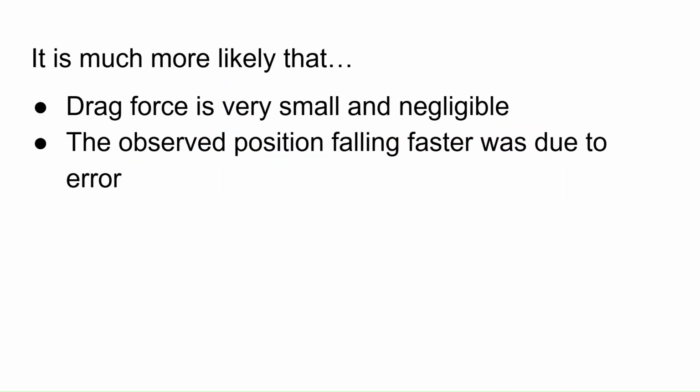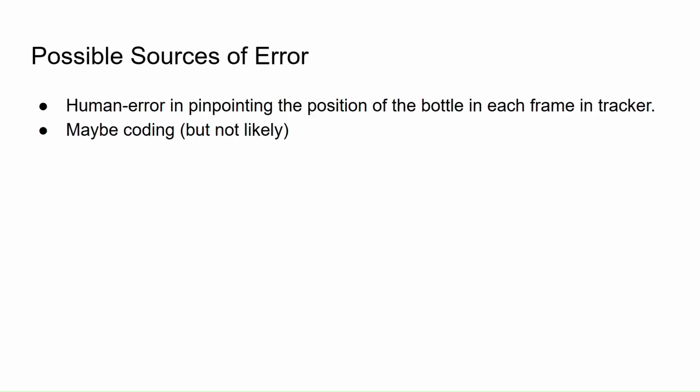But let's be for real. It's much more likely that drag force is very small and negligible, and the observed position falling faster than the predicted position was due to an error. Possible sources of error: human error in pinpointing the position of the ball in Tracker during each frame, and coding error, but this is not likely due to the fact that the code seemed to run well otherwise.